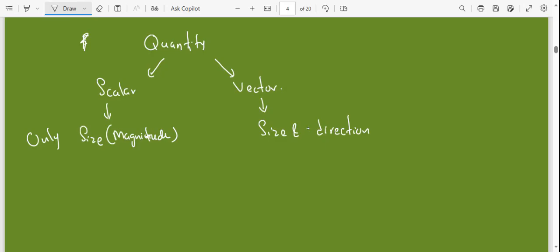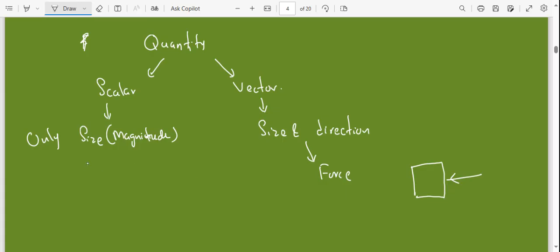For example, when you say a force, let's say we have an object here. Depending on the direction we apply the force, the direction of the motion will change. So when you're applying a force, the direction plays an important role. Direction and the size of the force both affect this. So a force is a vector quantity.